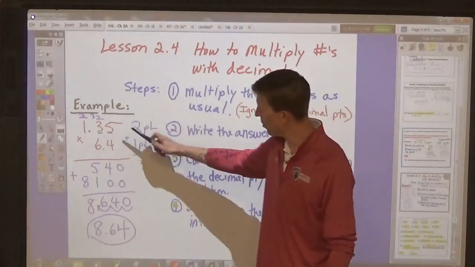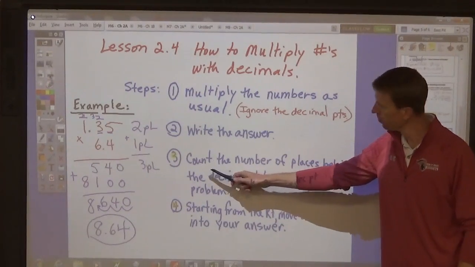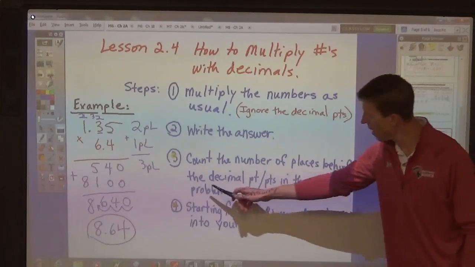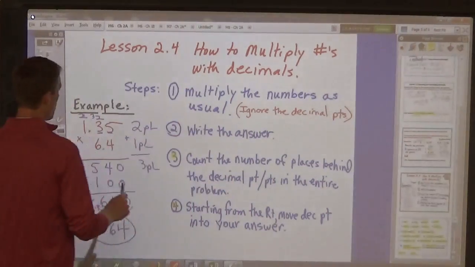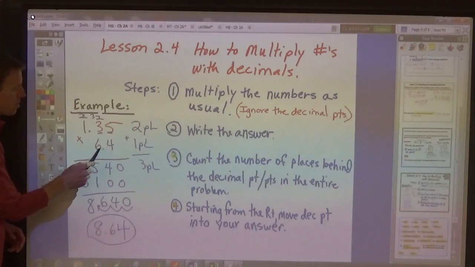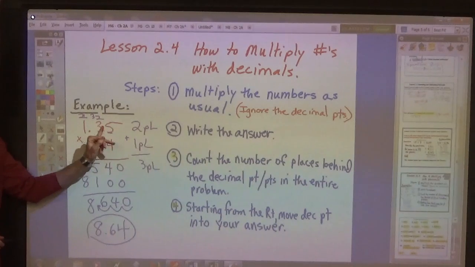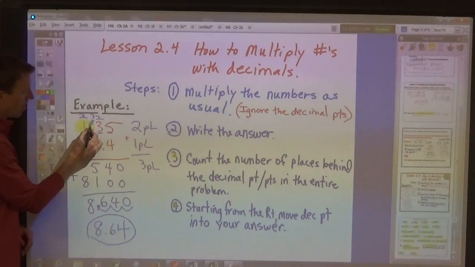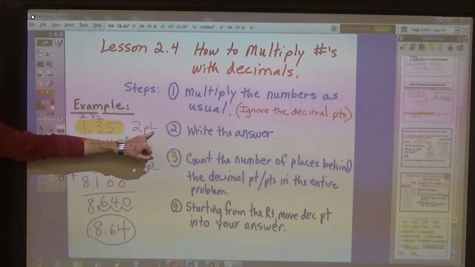But since there are decimal points, we have to go on to the next step, which is step number 3. This is a new step. You count the number of places in the problem behind the decimal point. So go back to the problem. 1.35 times 6.4. The numbers behind are the numbers to the right of the decimal point. So in the first number, 1.35, the 3 and the 5 are behind the decimal place. So that's 2 places behind the decimal place.